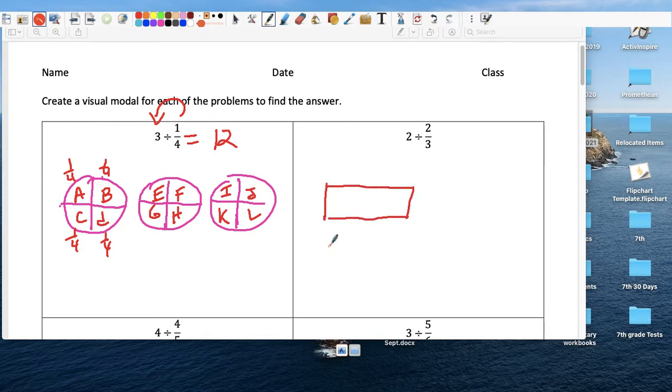Let's draw a rectangle this way, just to change it a little bit. So I need 2 chocolate bars. Let's cut them into thirds, right? So the bottom number says 3 pedazos. Let's cut them like that.